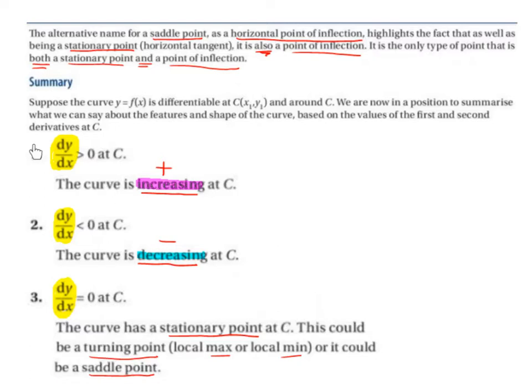So, point number 1. If dy/dx, the first derivative, is greater than 0 at c, the curve is increasing at c. Point 2. If dy/dx, the first derivative, is less than 0 at c, the curve is decreasing at c. Point 3. If dy/dx is equal to 0 at c, the curve has a stationary point at c. This could be a turning point, a local max or a local min, or it could be a saddle point.